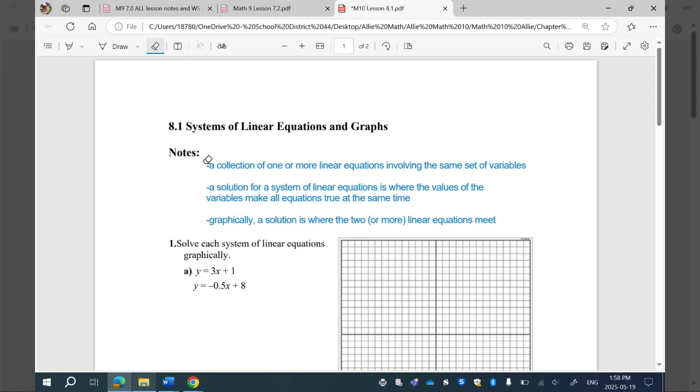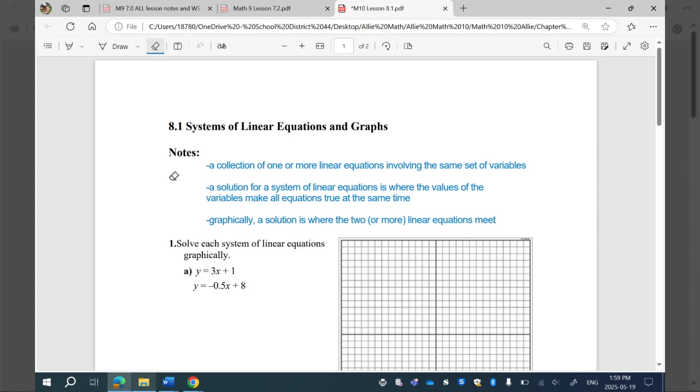So the first one is a collection of one or more linear equations involving the same set of variables. For the most part, we're going to see two or more. They might have one solution, no solutions, or infinitely many solutions. That's when we have kind of one linear equation.